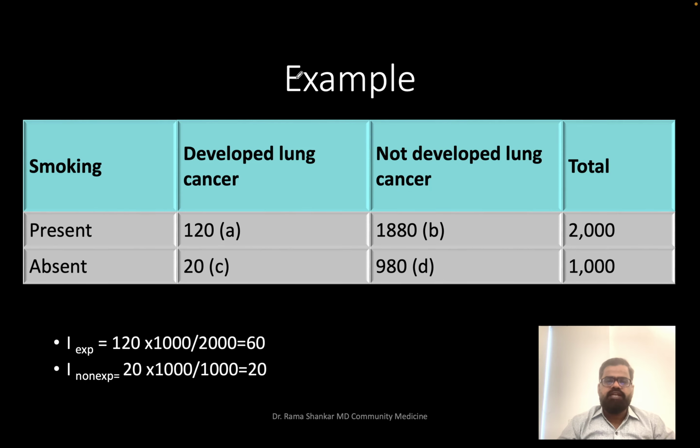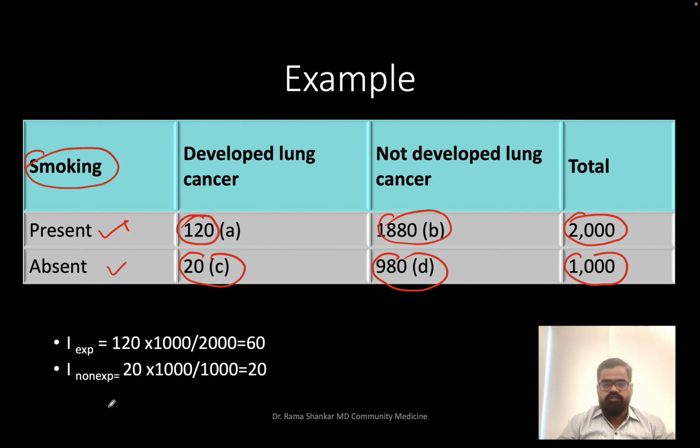Now let's make it simple. Let's take a hypothetical example. I can see we have smokers, right? Those who are smoking and those who are not smoking. How many people are smoking? 2,000. How many people are not smoking? 1,000. After a certain period of time, I see from this 2 by 2 table that out of the total people who were smoking, which is 2,000, 120 people developed lung cancer. So obviously 1,880 did not develop lung cancer. In 1,000 who were not smoking, 20 developed lung cancer. So obviously 980 have not developed lung cancer.